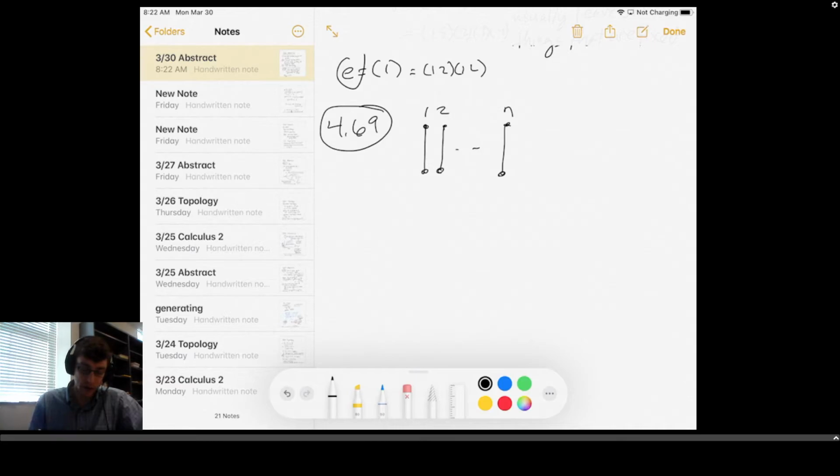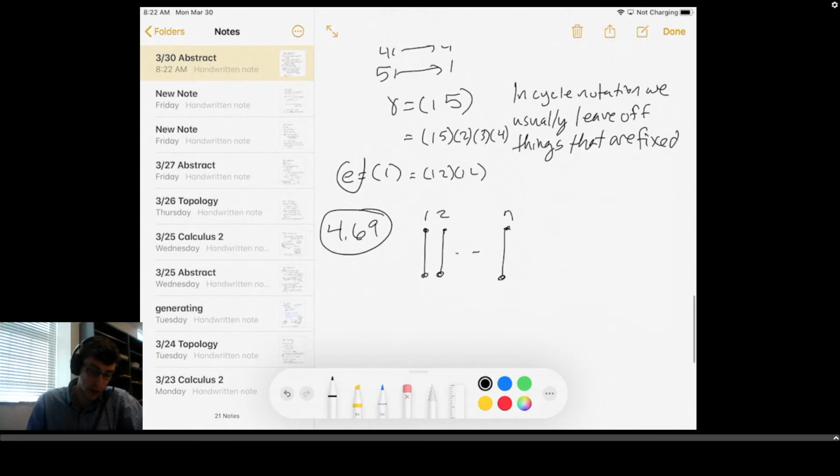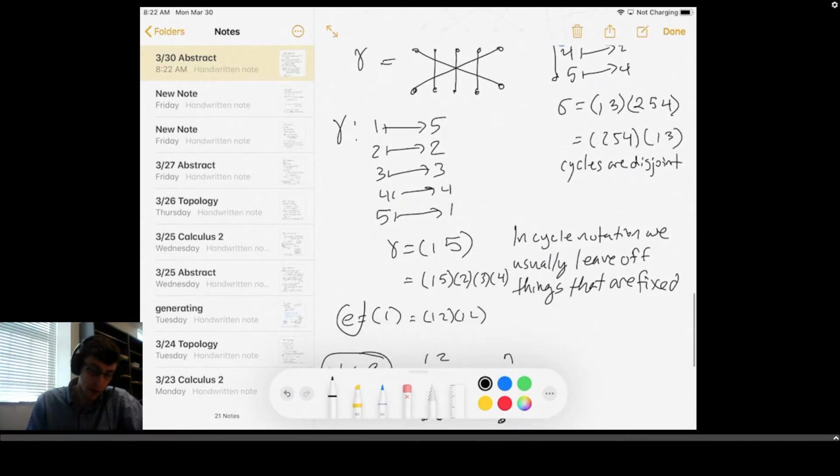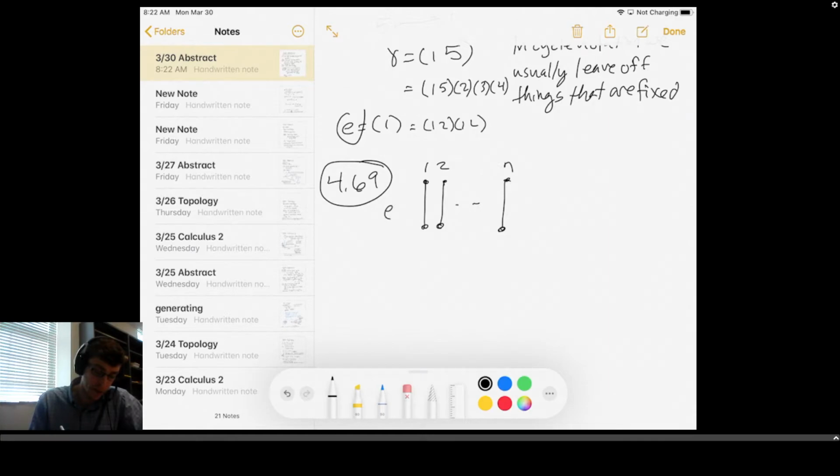So again, this is a future problem, but I think contextually it makes sense right now. Let's do gamma. So this is my E. If you wanted to look at E and then gamma, remember, we're doing functions here. We're thinking permutations are functions. So are we going left to right or right to left? Which one do we do first? Yeah, right to left. Good.